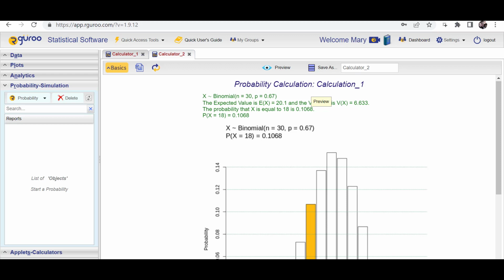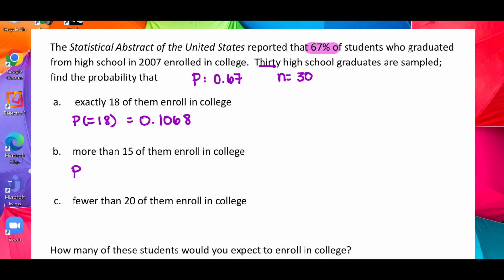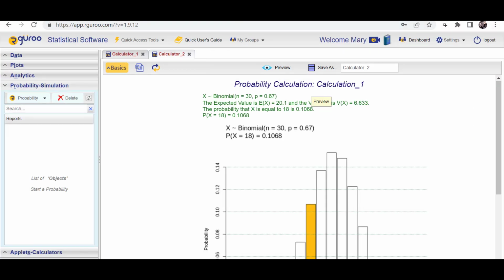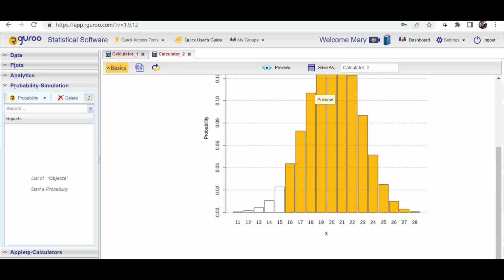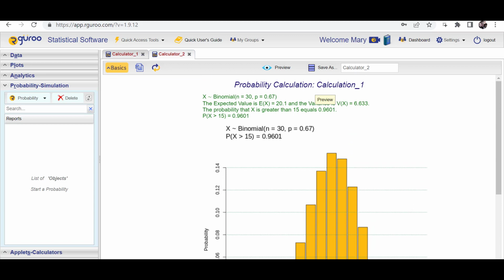All right. So next, the probability that it is more than 15. So more than is above. It does not include 15. So I'm going to go back to basics and change the equal to above, because we're doing more than 15. I'm going to change this number to 15. And above 15 does not include 15. So uncheck the box. And we get 16 and above is shaded, and we get 0.9601.